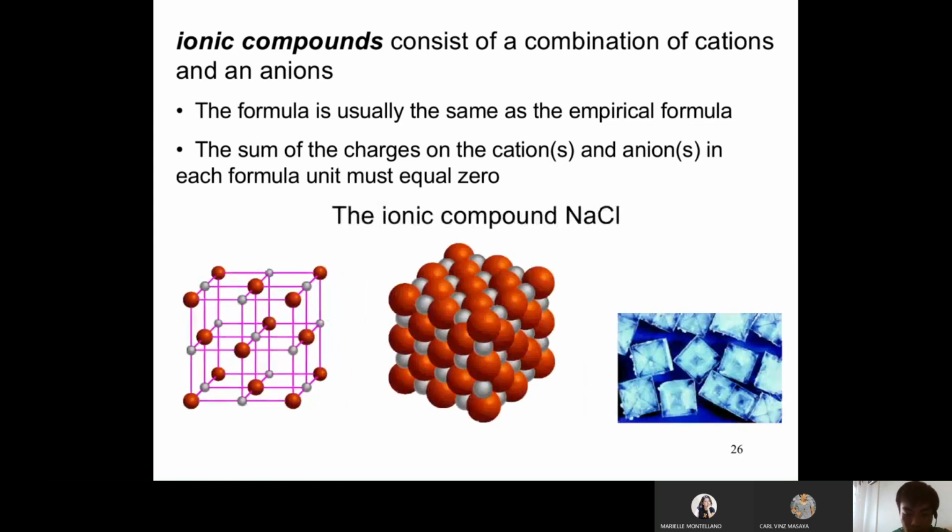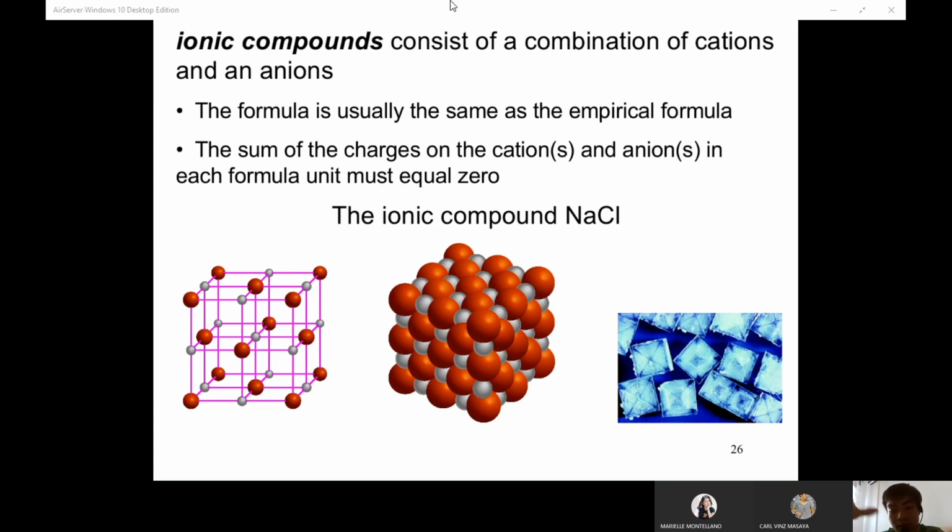Okay. So, ano meron dito sa ionic compounds? Sabi nga natin, yung ating cations, they give off their electrons to the anions. So, as our cations give off the electrons to the anions, ano nangyari? Naging positive yung cation, yung anion naging negative.